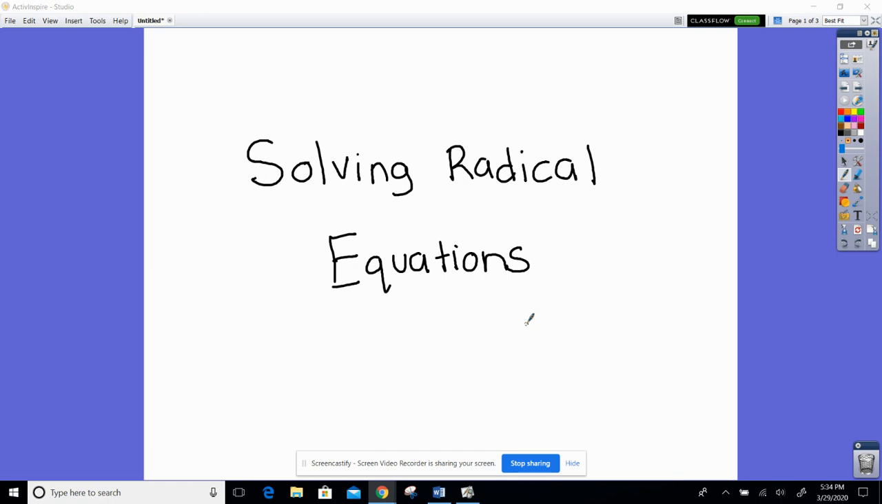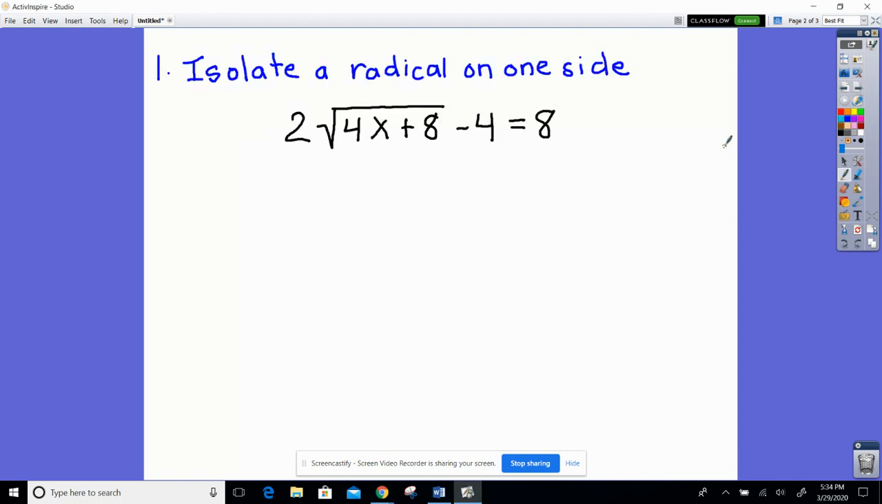Okay, so today we are going to be solving radical equations. We did this before we left for spring break, but it's just going to be a little review. So, step one. First thing that we need to do is isolate a radical on one side.